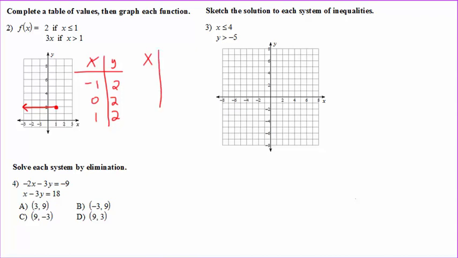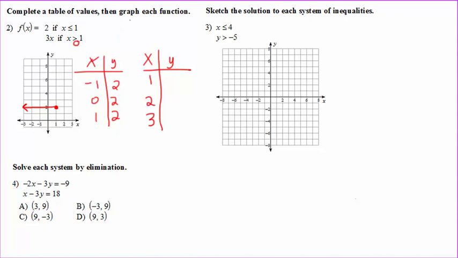And then we would use another table of values for our next part. Starting with 1, I want to plug in numbers that are bigger than 1. And you might say, well, why do I have to plug in 1 if it's greater than? It's not equal to, so I shouldn't have to plug it in, right? Well, what we're going to do is put an open dot at 1 to show that it's not equal to. So that means we still have to plug it in.